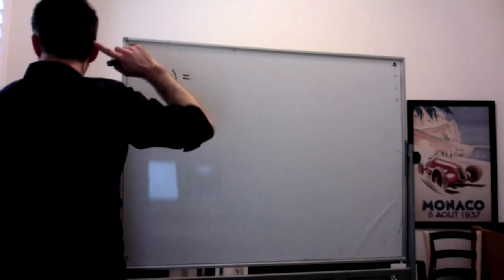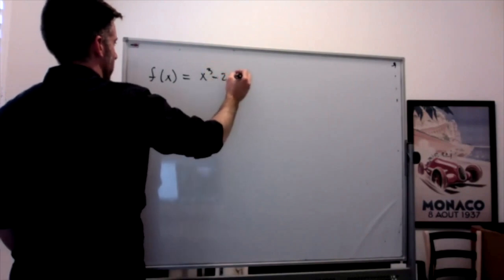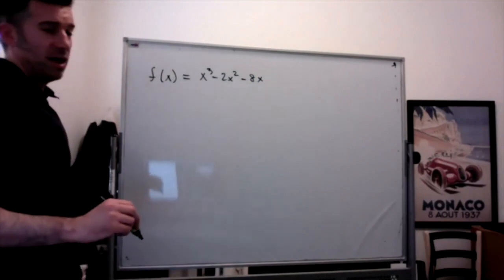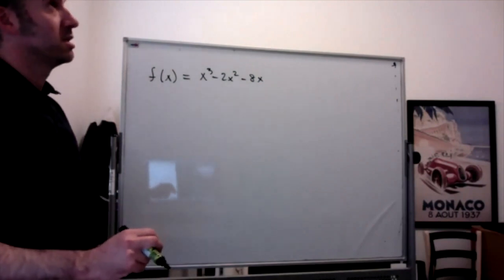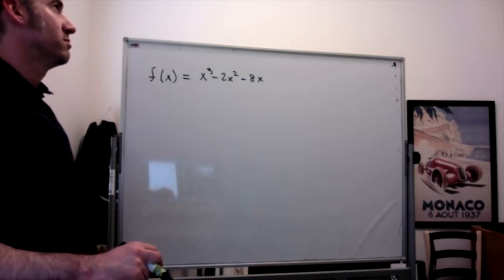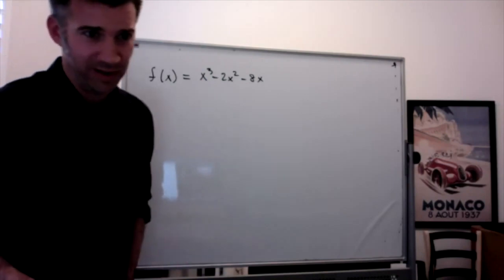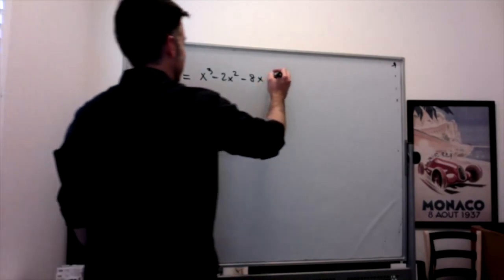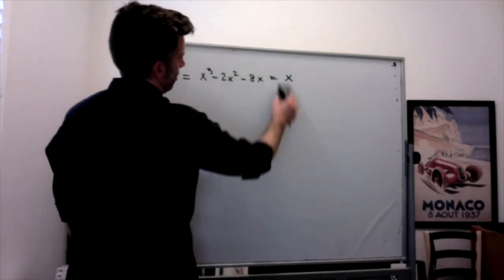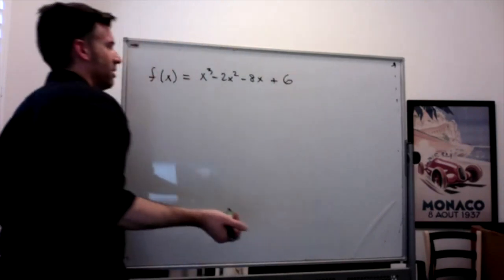Sorry, one sec. x cubed minus 2x squared minus 8x. And I want to find... So I just want to show you why this is terrible. Maybe so here's what this function looks like. It's x, I'm gonna add on like 6 here.